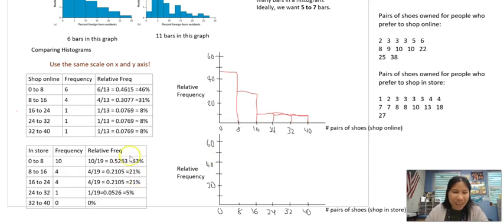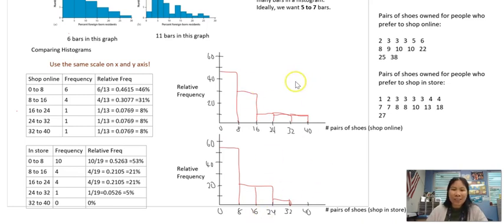Ugh, okay, and then let's do the same thing for our people who like to shop in store. So 53% is about right here. For my first bar, 21%. For the next two, just do that. 5%, and then 0%. Okay.